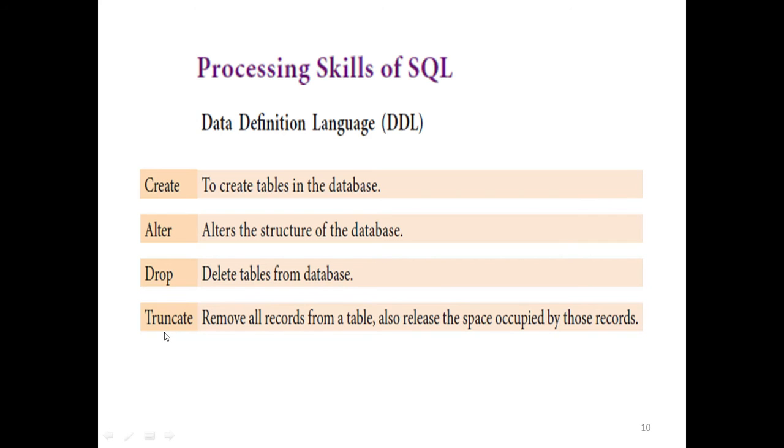Truncate removes all records from a table and releases the space occupied by those records. Truncate means remove the records. Very simple. In the practical session in our lab, we apply all this. Create means to create a table, alter the structure, drop deletes the table, truncate removes all records.